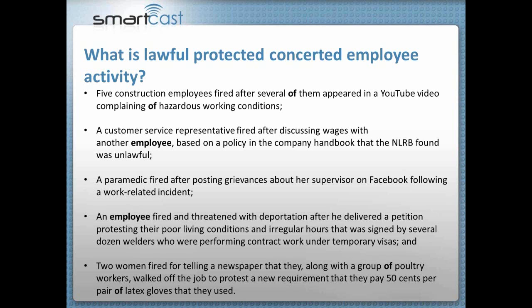Number 5, two women were fired for telling a newspaper. This is a great one. Two women were fired for telling a newspaper that they, along with a group of poultry workers, walked off the job to protest a new requirement that they pay 50 cents per pair of latex gloves that they used.